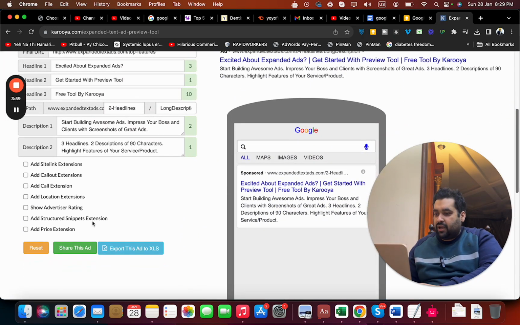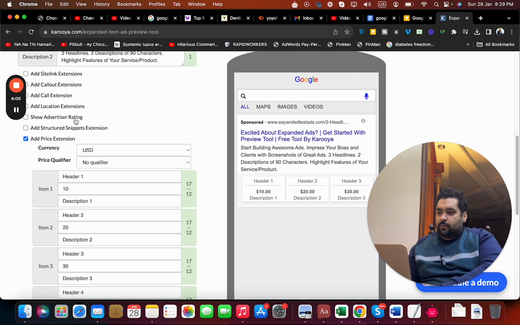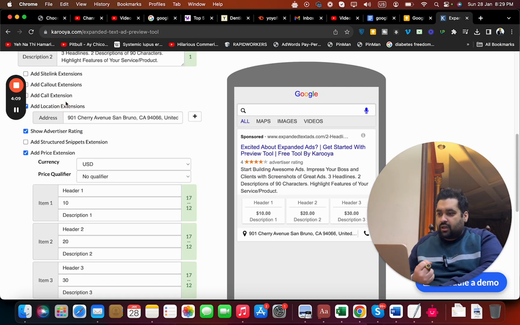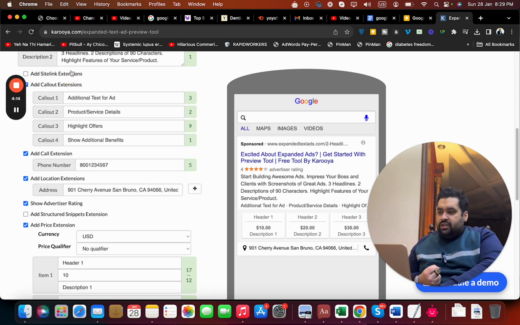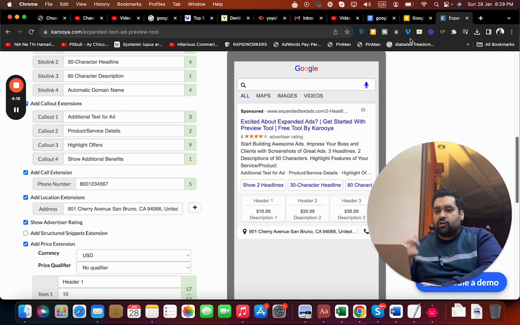Like you can add this price extension. This is a simple sample ad. If I add the price extension, you can see that the ad gets more chances. Add location, get more trust. Add a phone call extension, callout extension, sitelink extension, to make an ad which grabs attention. That is the first part of quality score optimization. Once you do it, people are much more likely to pay attention to your ad.